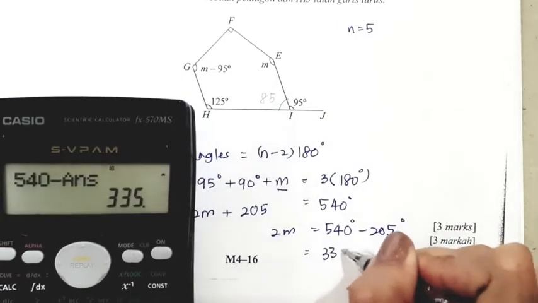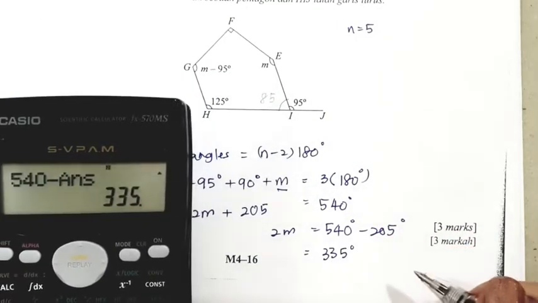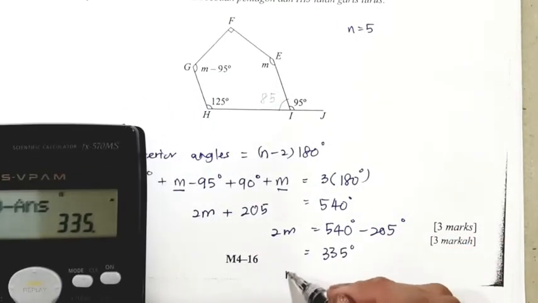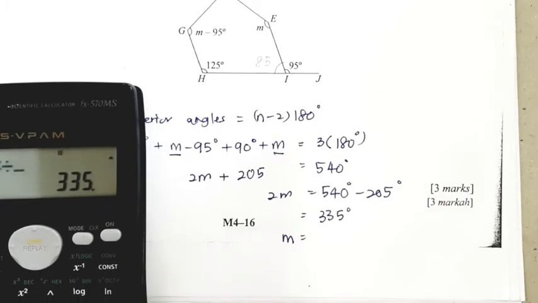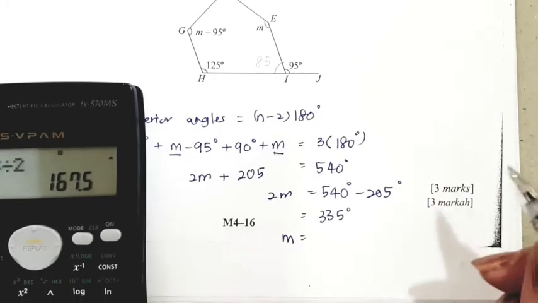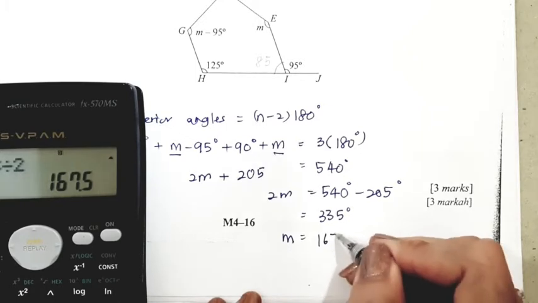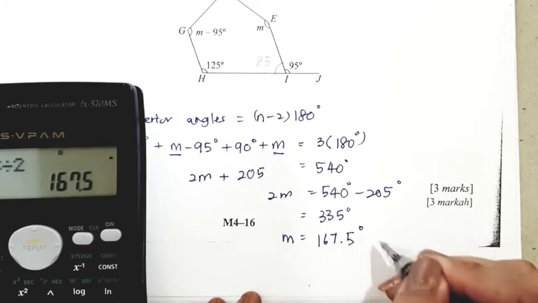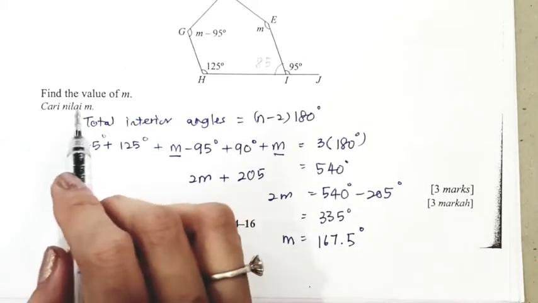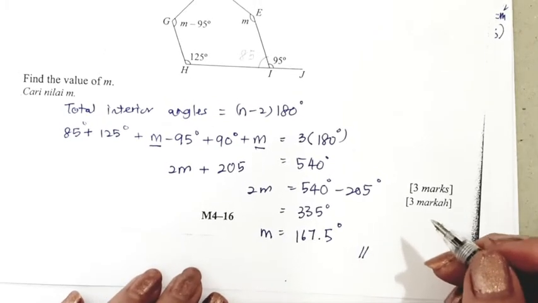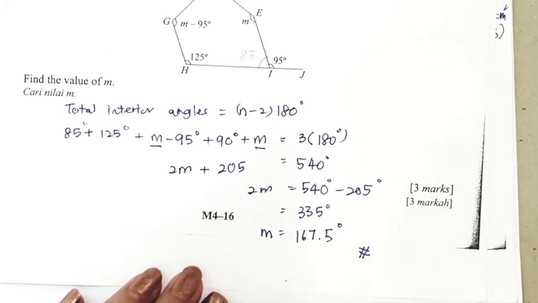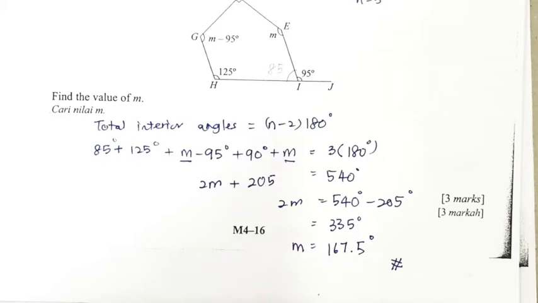So 335 degrees, that is 2m. What we want is just m. So we divide the 335 by 2. Divide by 2. We got 167.5 degrees. So find the value of m. So we have just found the value of m. All right, let's continue.